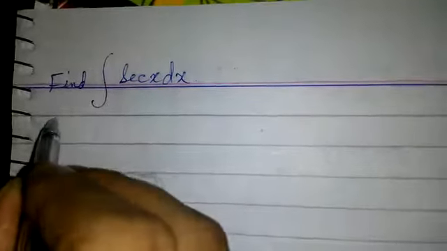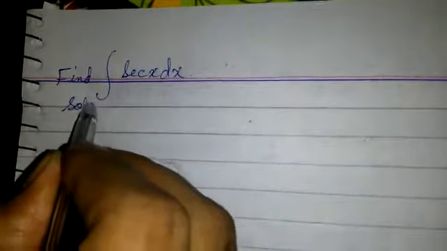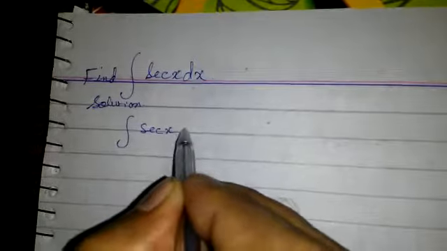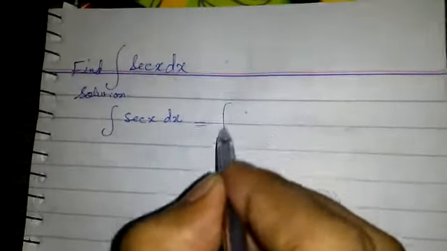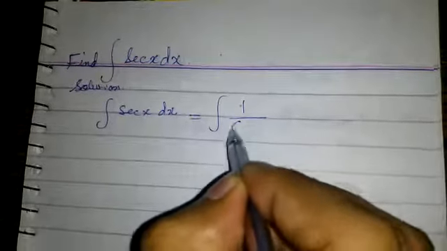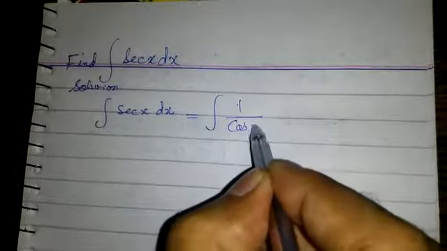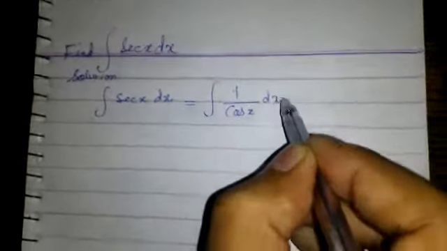Today we are going to solve an integration question. Integrate secant x dx. Let's solve this. Integral secant x dx. We can write it as integral 1 over cos x dx.